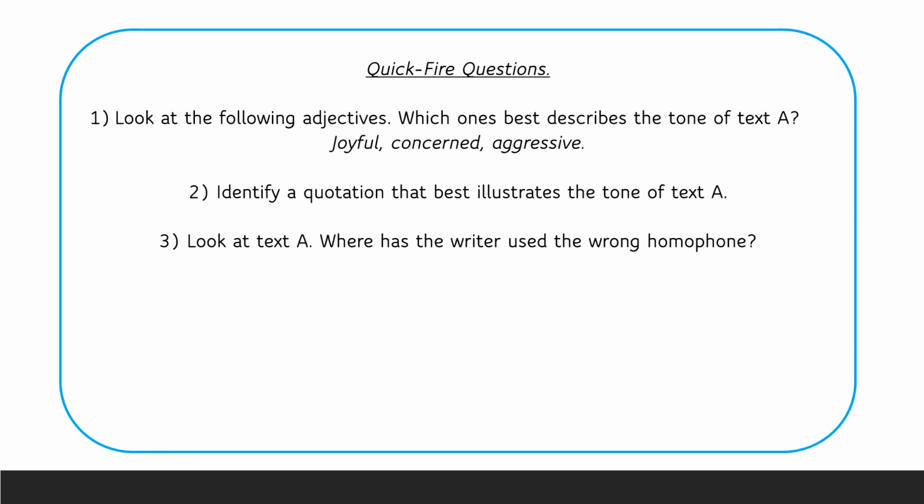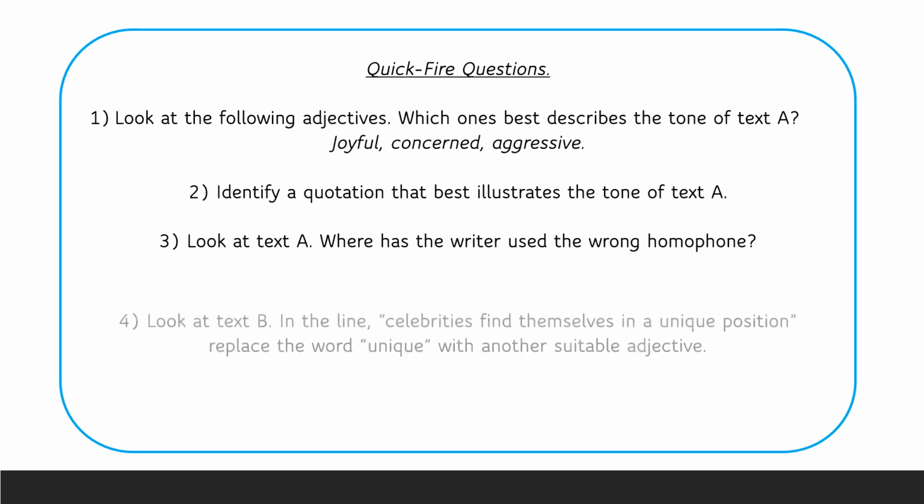Number 3. Look at text A. Where has the writer used the wrong homophone? Now if you think about what we've covered previously in that video, a homophone is a word that sounds exactly the same as another word but has a different meaning.